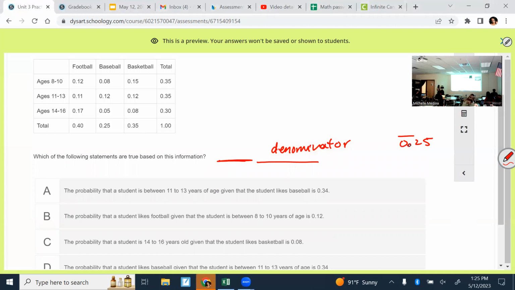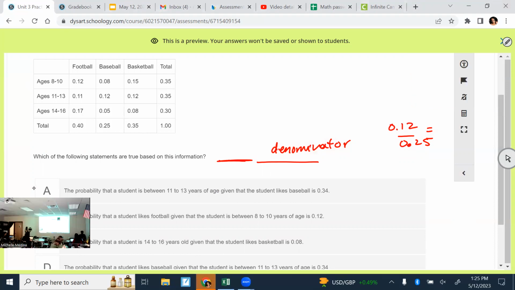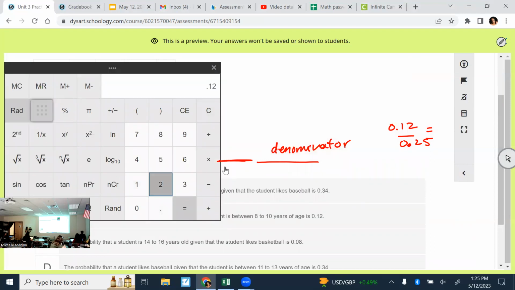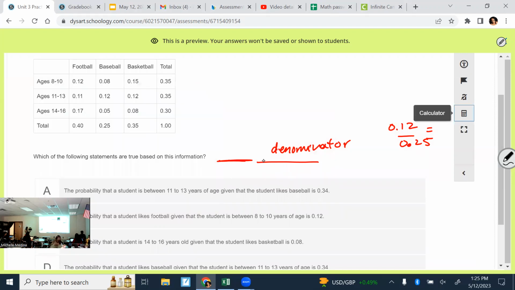0.25, and then out of those, we're trying to see how many of them were ages 11 to 13. So that's 0.12, and then you'll have to put that in your calculator. 0.12 divided by 0.25, is that the same thing that they said it would be? So that's why you're not going to pick A as the one that's true, because it really should be 0.48. And that's what you're essentially doing for all of these.